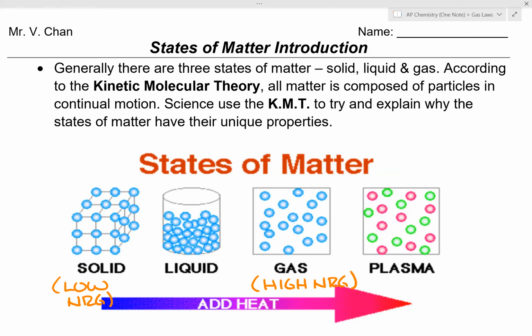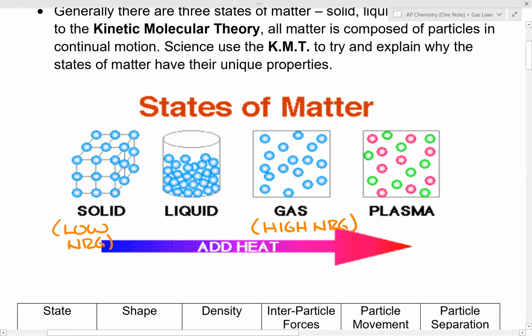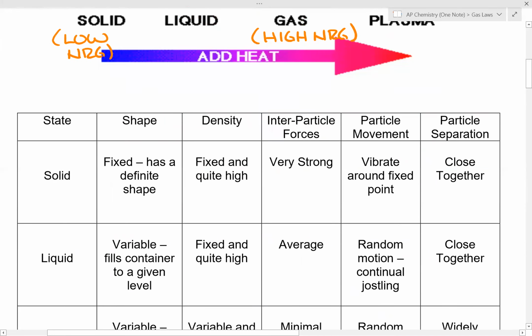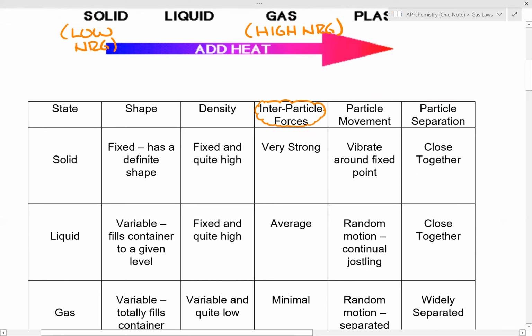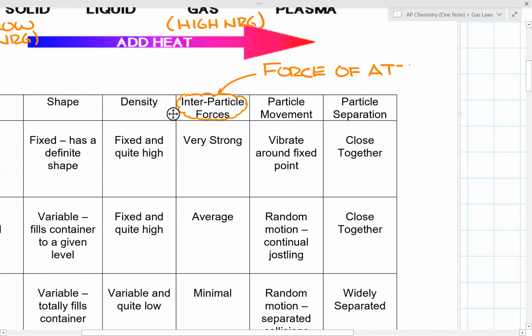Now, what's the significance of adding this energy to the particles? Well, if we take a look at this, one thing you will notice is the column called the interparticle forces. Now, what is interparticle forces? It is the force of attraction between particles.